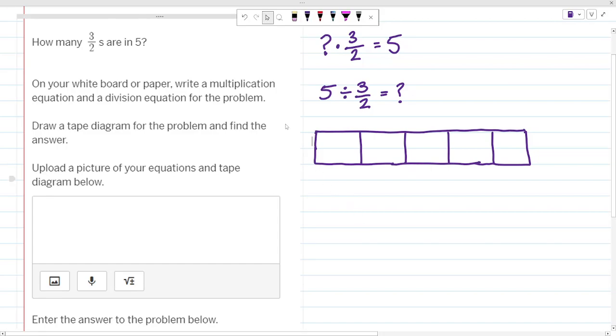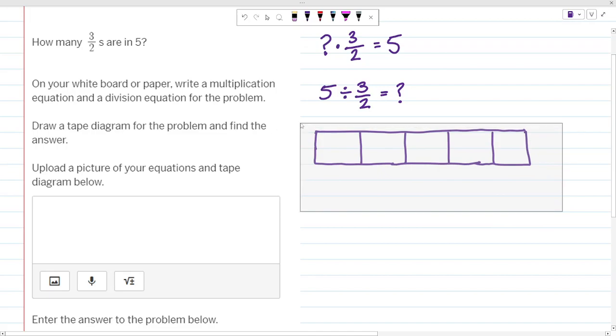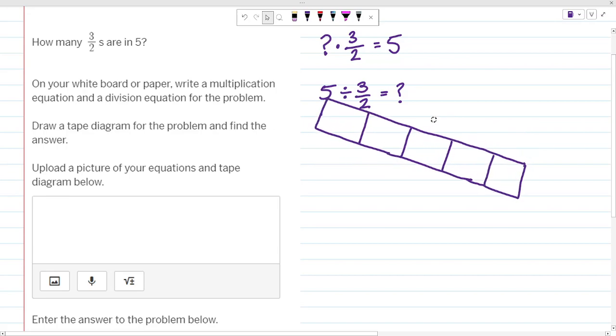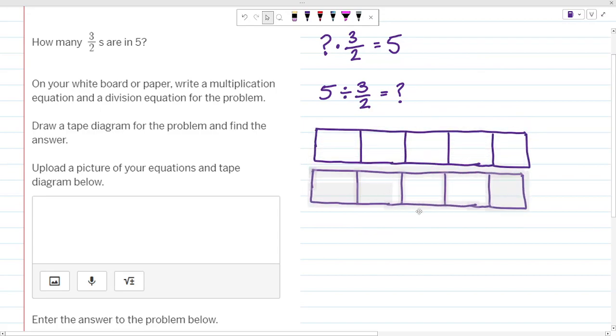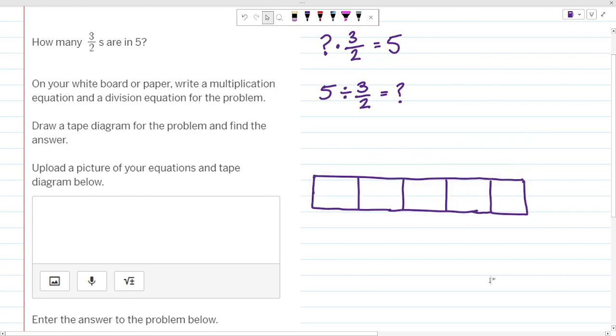And I drew this too close to my equation. So for me, I'm going to take advantage of the fact that I can scoot down real quick. But if yours is too close to your equations, don't sweat it. Okay. So again, this all represents 5.